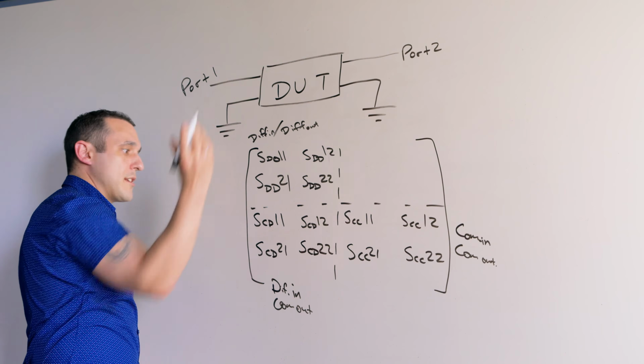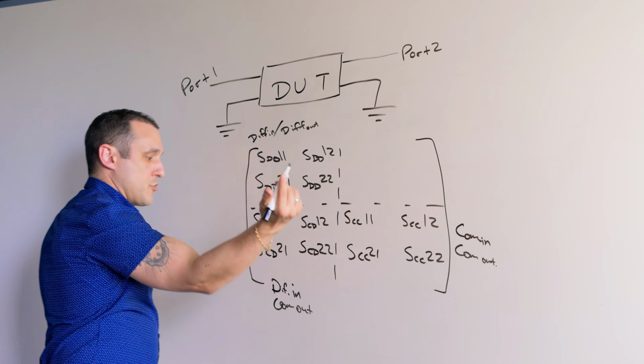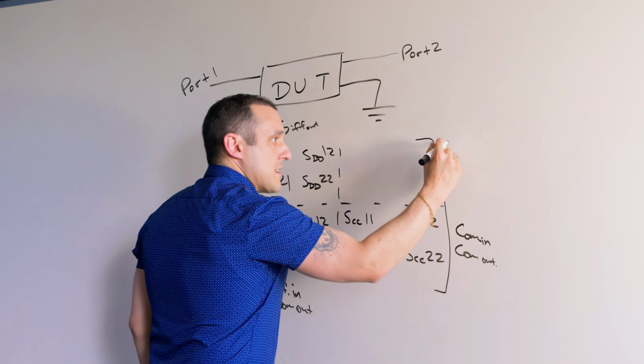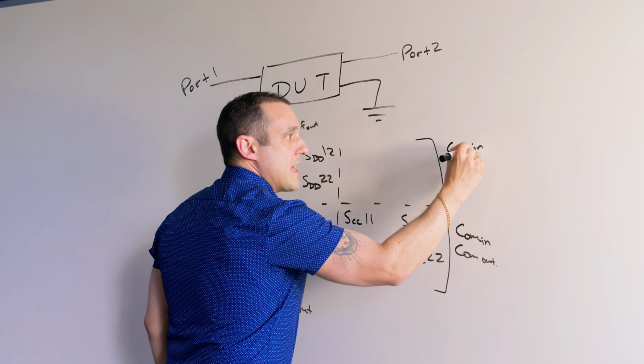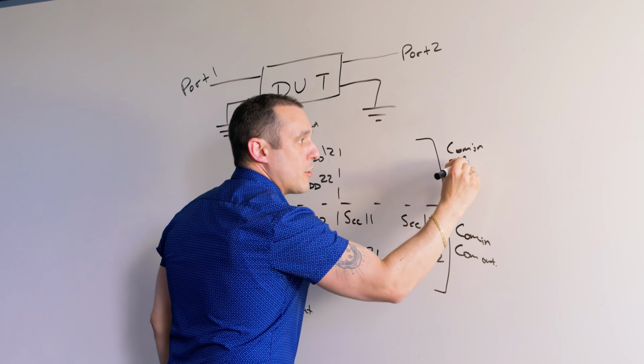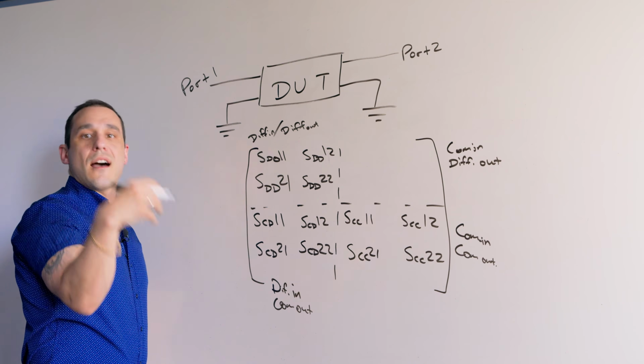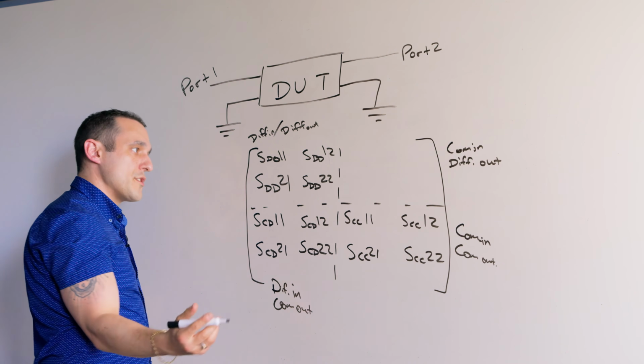Same meaning, but again applied at port 2. What about this quadrant? So this is just the opposite of this lower left quadrant. This is common mode in, differential mode out. So I put in some common mode noise or signal, I get out differential mode noise or signal.